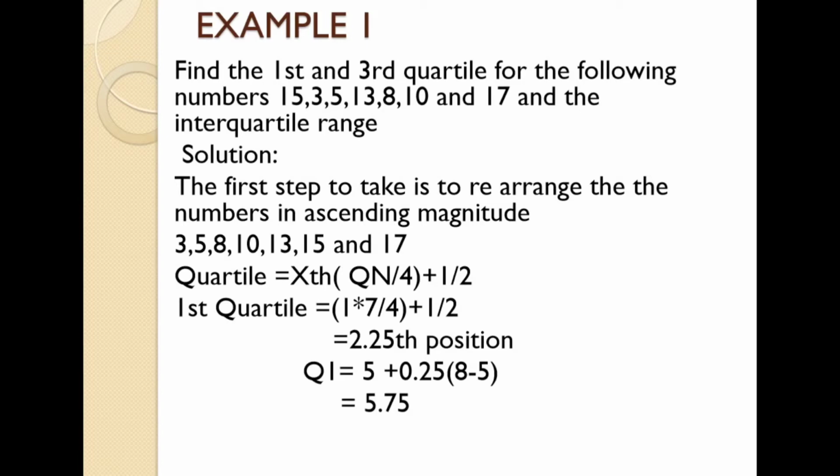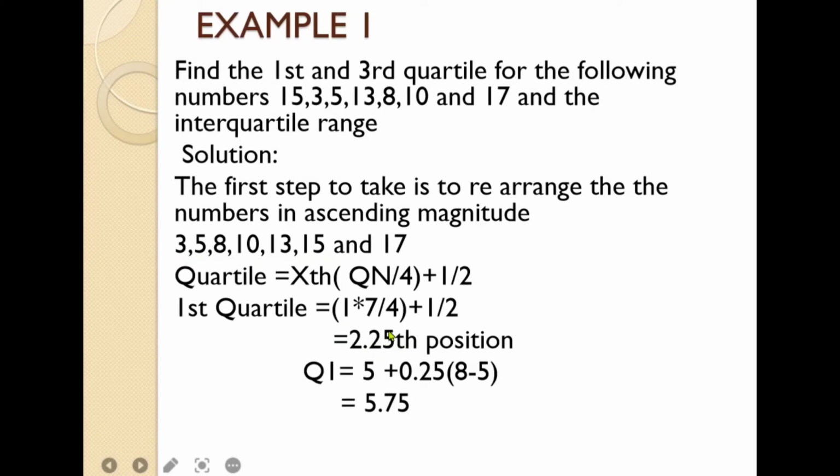So we see that the 2.25th position, we need to look for where it lies. Now let's take a look at that. 1 times 7 gives us 7. 7 divided by 4 gives us 1.75. 1.75 plus 0.5 gives us 2.25. And that's how we got the 2.25th position. Now we need to go back to the data set: 3, 5, 8, 10, 13, 15, and 17. We need to look for where the 2.25th position lies.